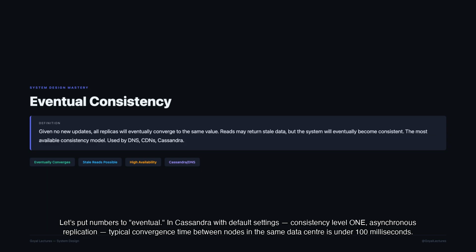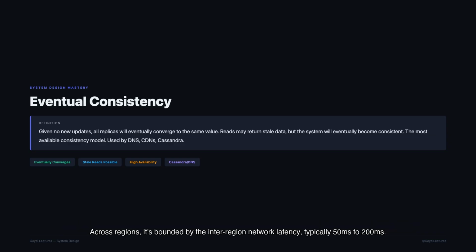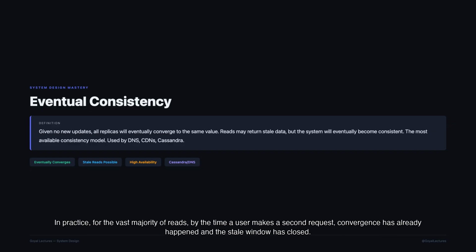In Cassandra with default settings, consistency level 1, asynchronous replication, typical convergence time between nodes in the same data center is under 100 milliseconds. Across regions, it's bounded by the inter-region network latency, typically 50 milliseconds to 200 milliseconds. In practice, for the vast majority of reads, by the time a user makes a second request, convergence has already happened and the stale window has closed.